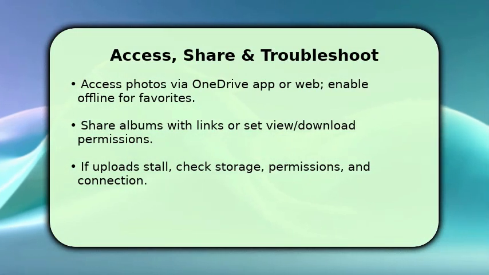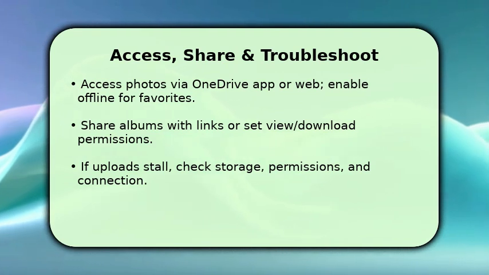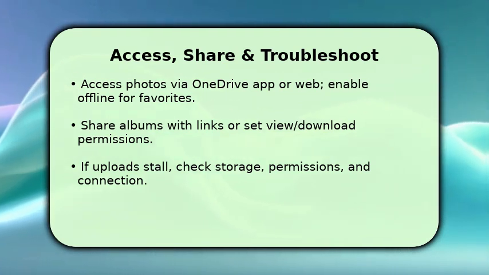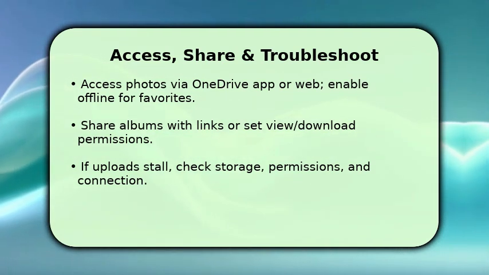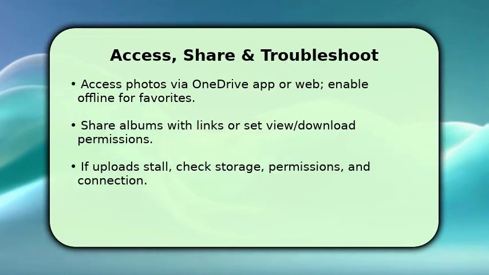Finish by verifying access and sharing so photos are useful. Open the OneDrive app or web, confirm folders synced, and mark key albums for offline access. When you share, generate a link and set view or download permissions depending on the recipient.